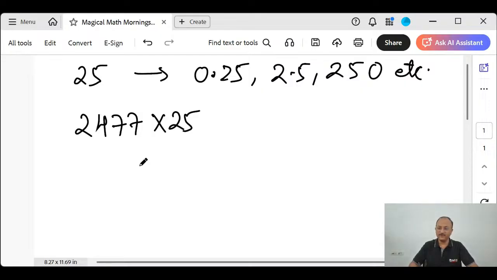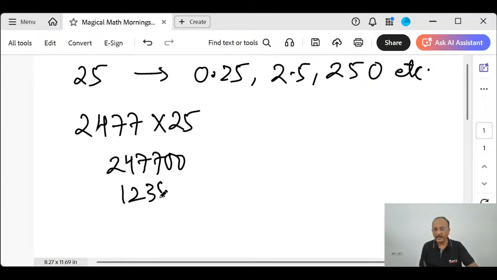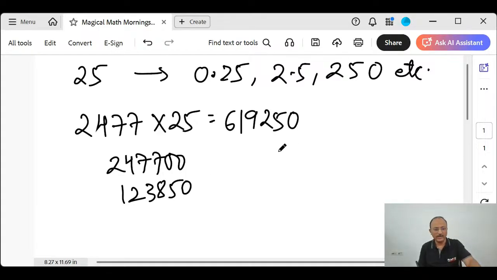Now there is a confusion between 61425 or 61925. In such a case, I will write it as 247700. It is much easier, correct? 1, 2, 3, 850. Now we can write directly 61925. Correct? Is it 61925? 61925. So that's why while putting the zeros, we should be careful how much this can come approximately.